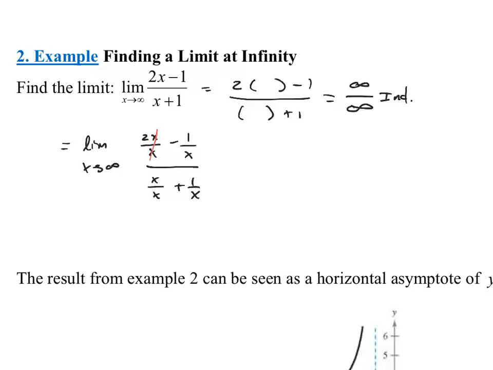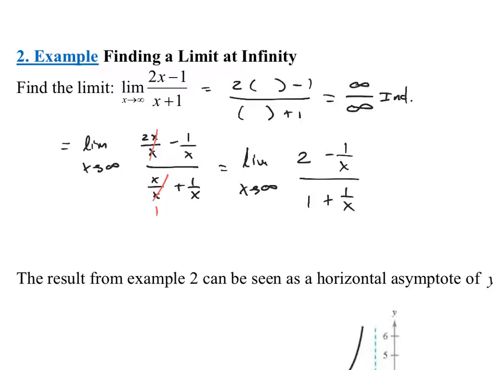The 2x over x is going to simplify, so I'm going to rewrite this as the limit as x goes to infinity. The 2x over x simplifies into a 2. Then I have a minus 1 over x. On bottom, the x over x simplifies to a 1. And then we have plus 1 over x. Well, let's see what happens now.